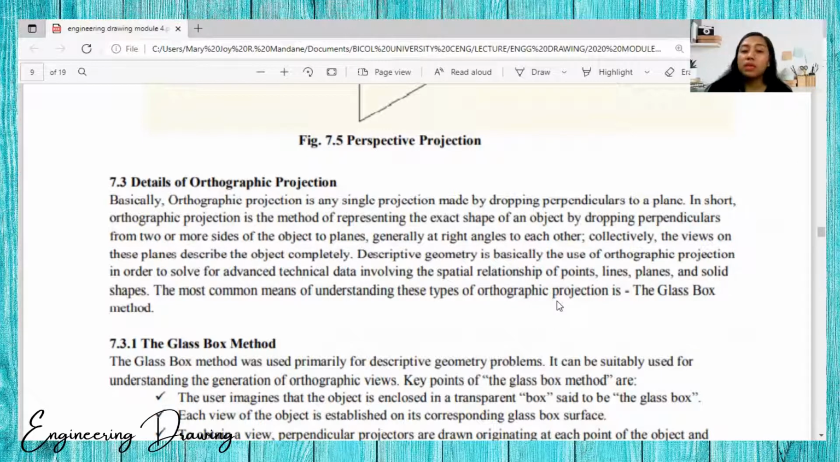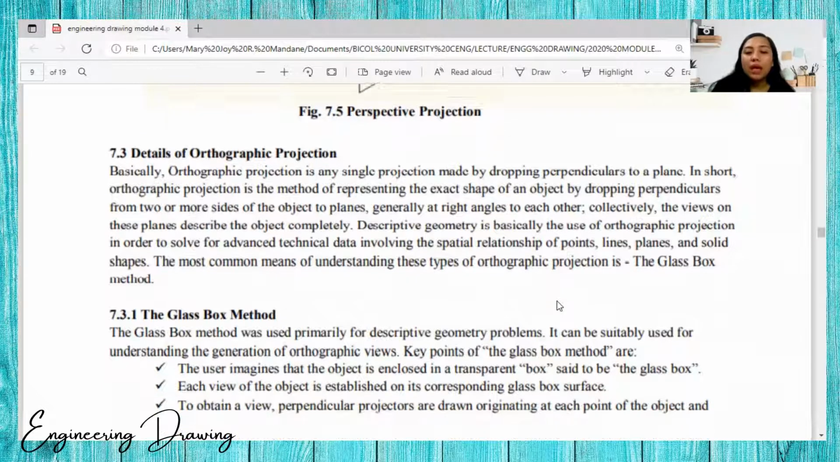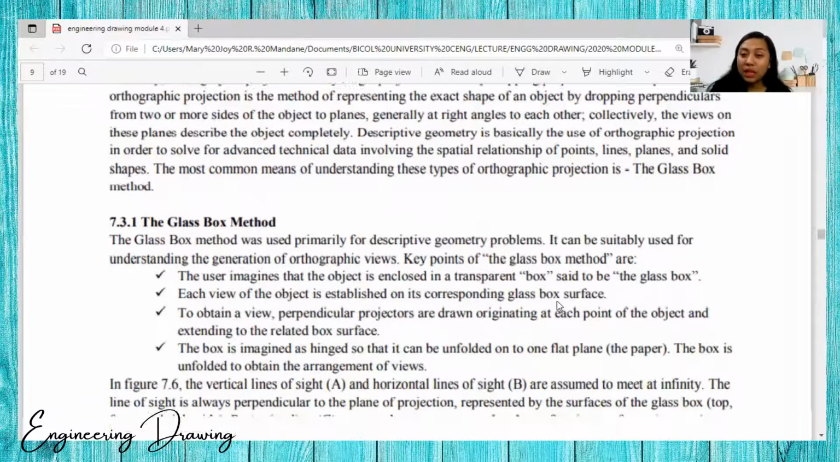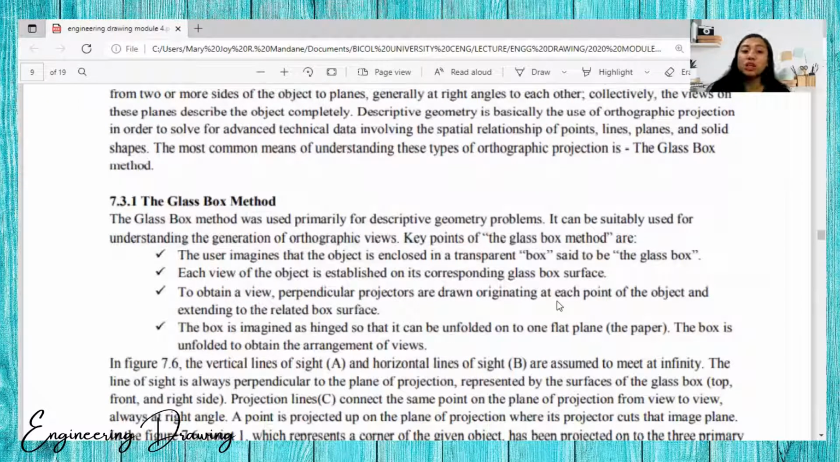The most common means of understanding these types of orthographic projection is the glass box method. So what is the glass box method? This method was used primarily for descriptive geometry problems. It can be suitable for understanding the generation of orthographic views. Key points of the glass box method are the following.